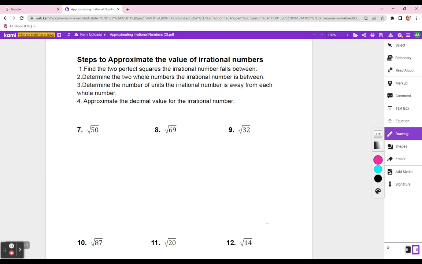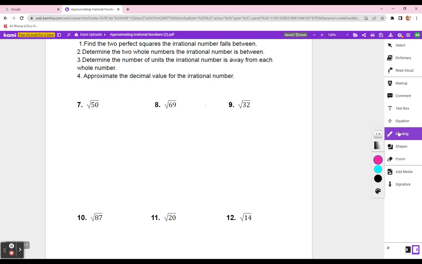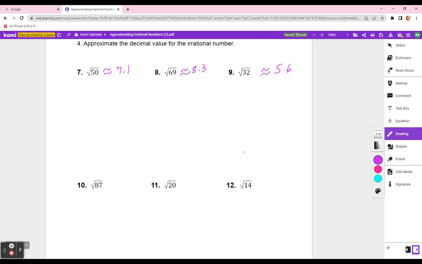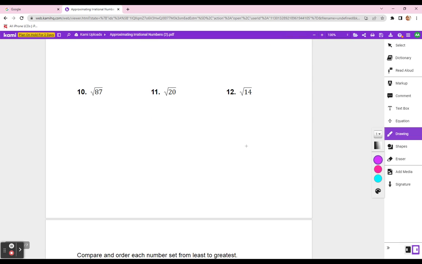All right, so go ahead and pause the video, work these problems out, and come back and check your answers. All right, so if you got a chance to do these, now I want you to check. So I'm going to give you the approximation that I have for each one. This is approximately 7.1. If you got something in that neighborhood, then you're good. This is approximately 8.3. This is approximately 5.6. Your answer may not be exactly like my answer, but if it's in the neighborhood, if it's close enough, then you're good.